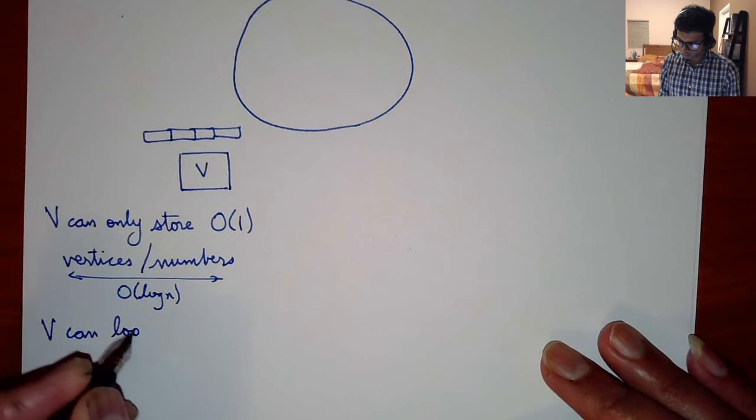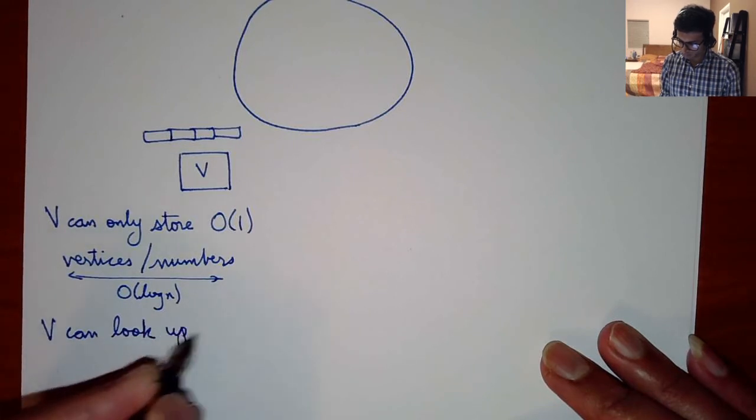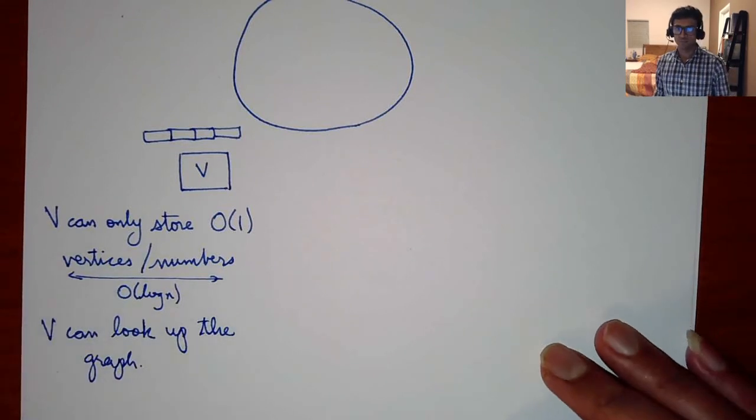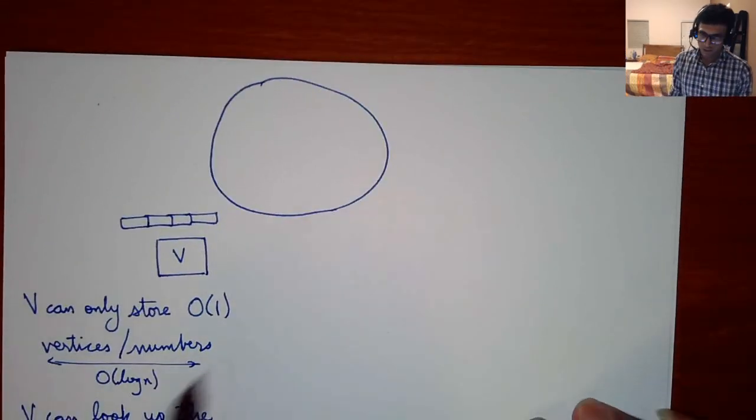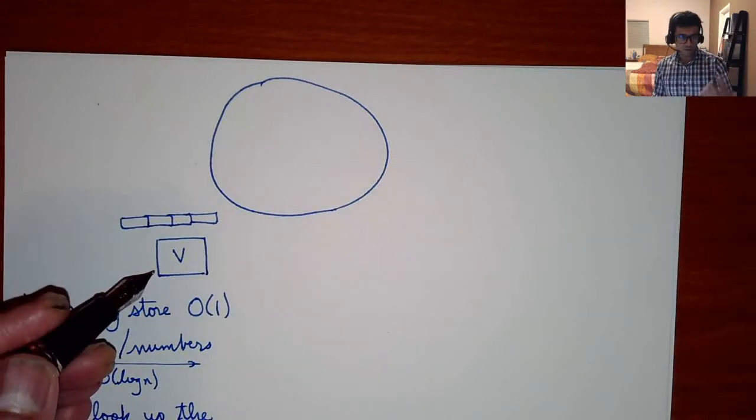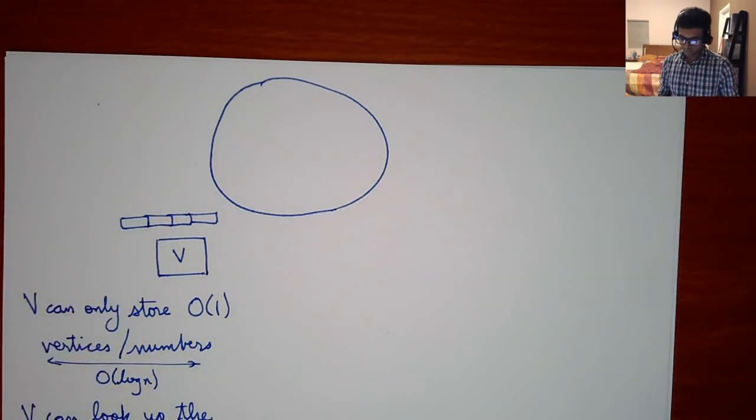V can look up the graph. Now V, you can think of, is trying to learn something about the graph. And I want to give this image of you trying to learn something about the internet graph, which is this massive graph, whereas your computer has limited storage. So the verifier is trying to learn something about the graph.